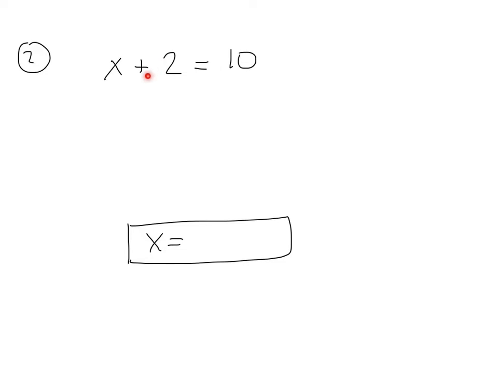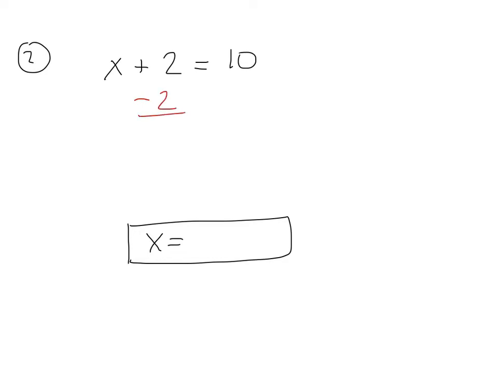So what am I going to do in this case? Well, I have a plus 2 here, or a positive 2. That is what's keeping x from being by itself. So how do I get rid of a positive 2? Well, I have to do the inverse of adding, which is subtracting. And what do I subtract by? Well, I'm going to subtract by 2.